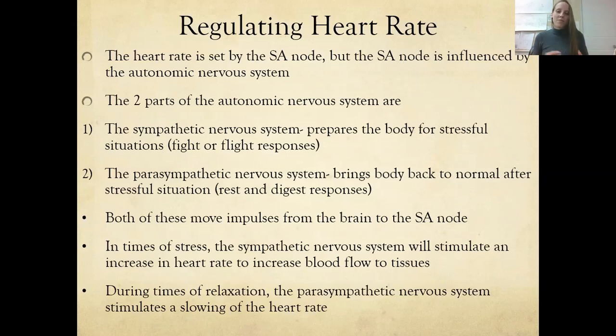Both the sympathetic and parasympathetic nervous system can move impulses from the brain to the SA node. So the sympathetic nervous system can tell the SA node to increase the heart rate so that blood is flowing to tissues and bringing oxygen to those tissues. And then during times of relaxation, the parasympathetic nervous system tells the SA node to slow down the heart rate.